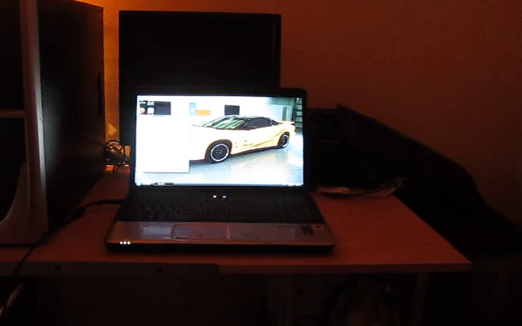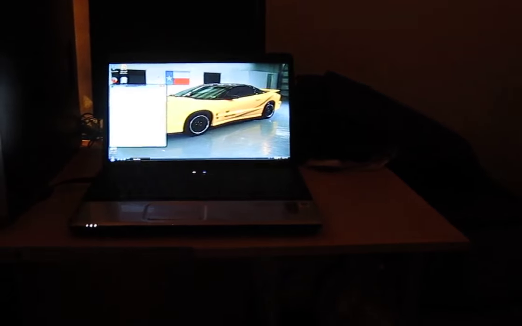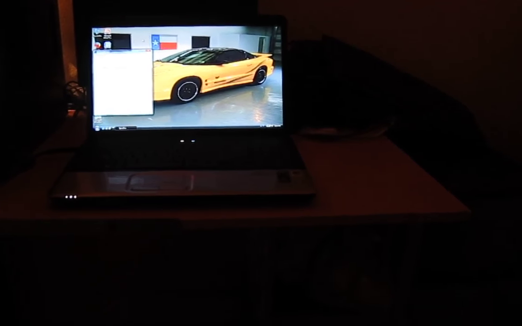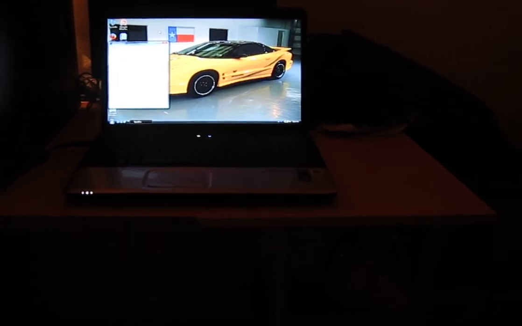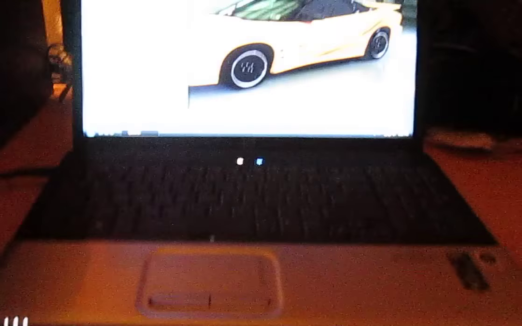Hey everybody, here I am with an HP G60 laptop that I'm trying to work on that came to me for service to see why it keeps shutting off randomly. I found a common problem with these HP G60 laptops.